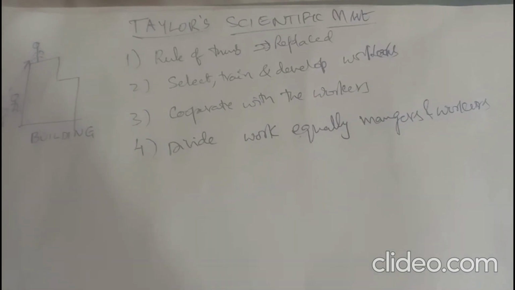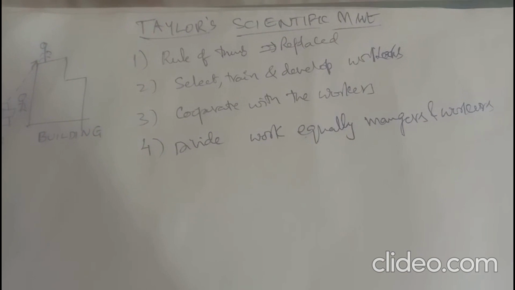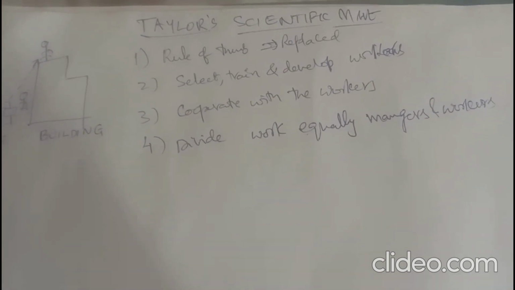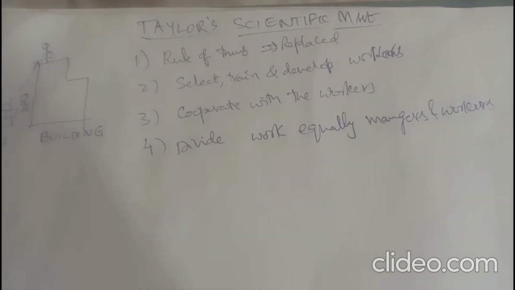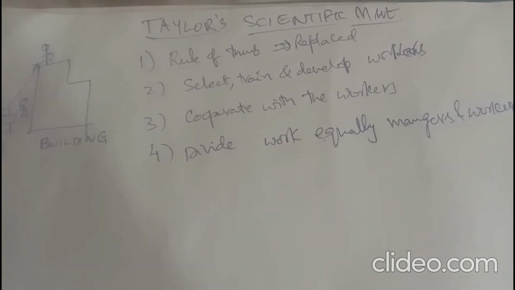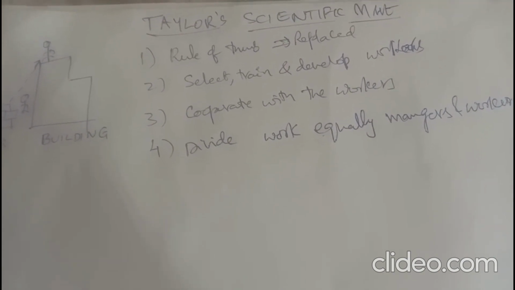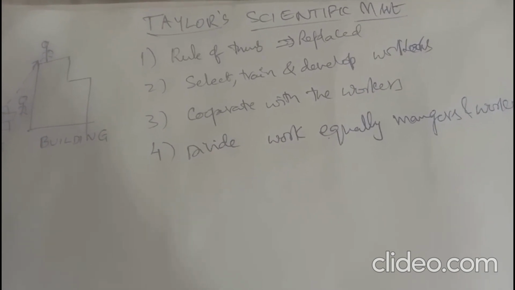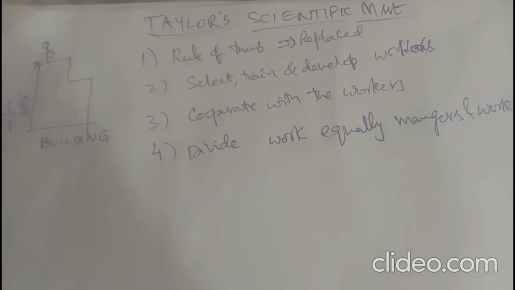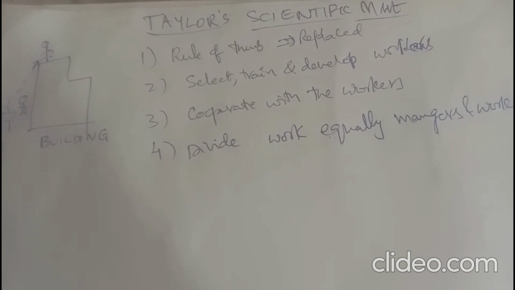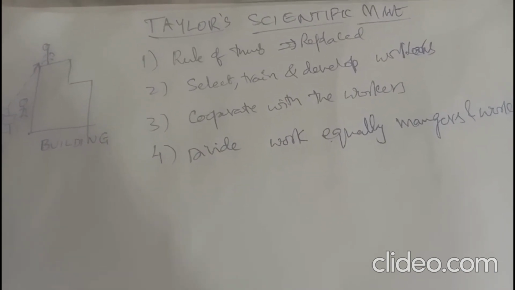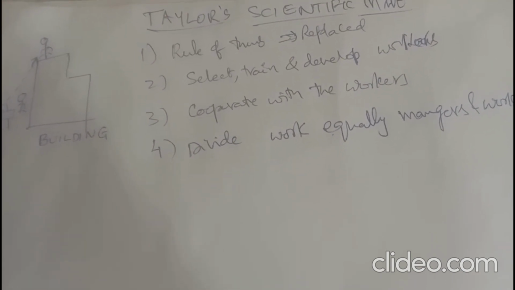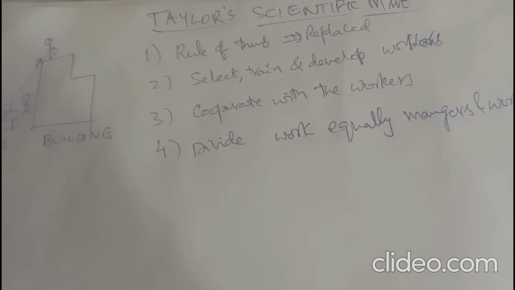Hi guys, let us discuss Taylor's scientific management theory. In the initial days of studying and analyzing management concepts, the very first person who worked on scientific management analysis or theory was Mr. Taylor. Taylor studied the movement of labor and the movement of objects in the place of production, and he deduced some principles.